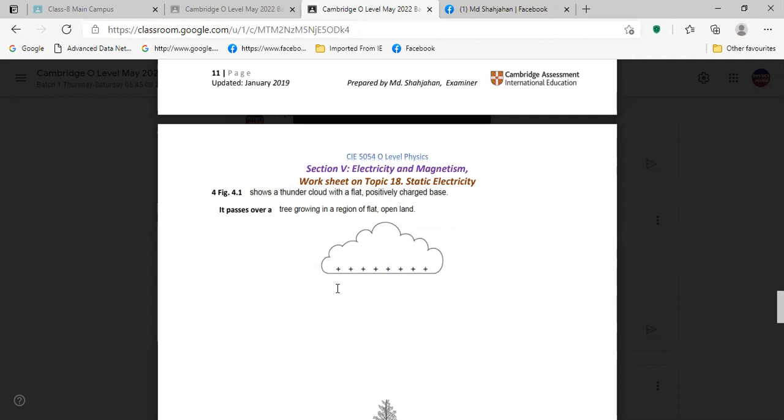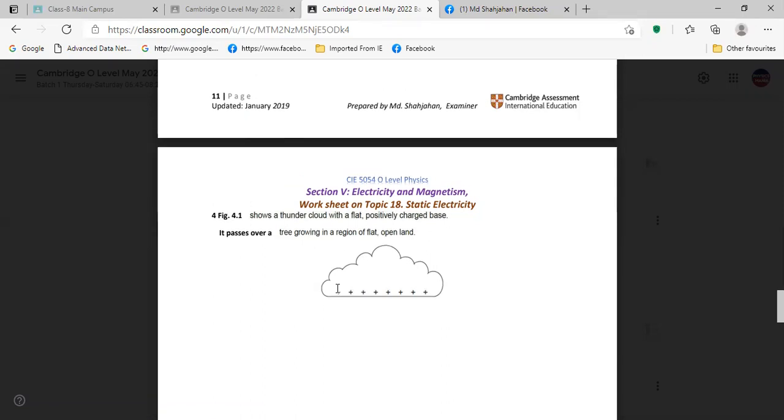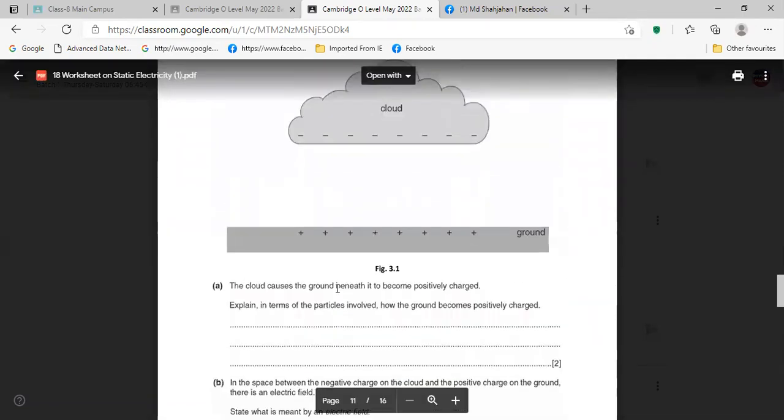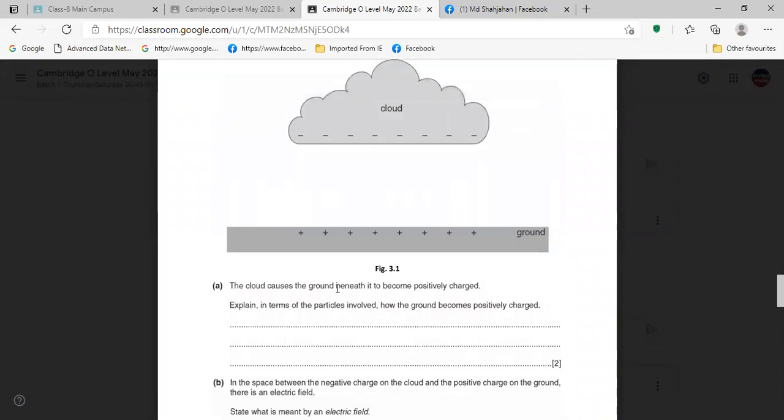So if you are getting a positively charged cloud, then you have to think about when a positively charged rod is brought closer to a neutral sphere. What happened at that time? The same idea we will use here. In our previous question, we got a negatively charged cloud, the lower part being negative. So when we brought it close to the ground, the ground became positively charged.